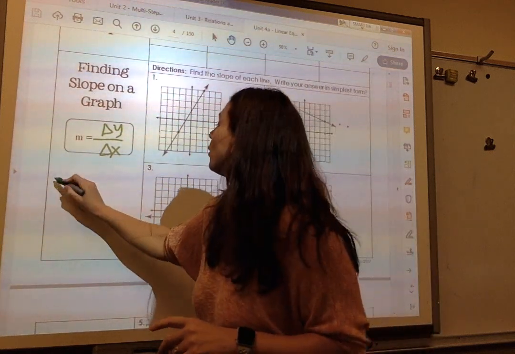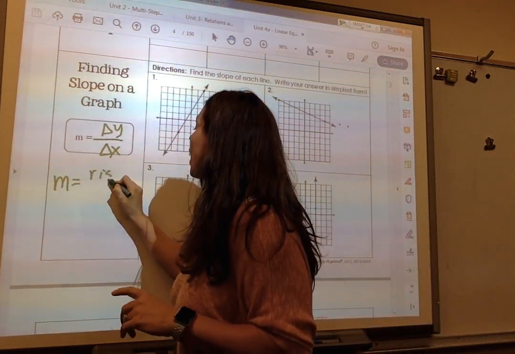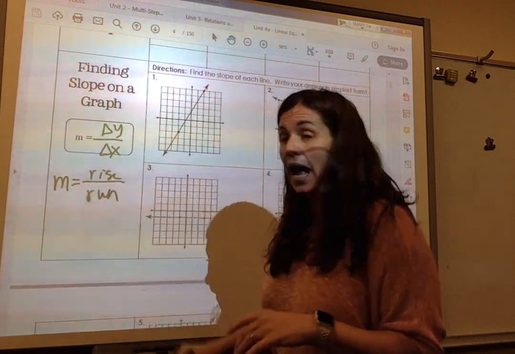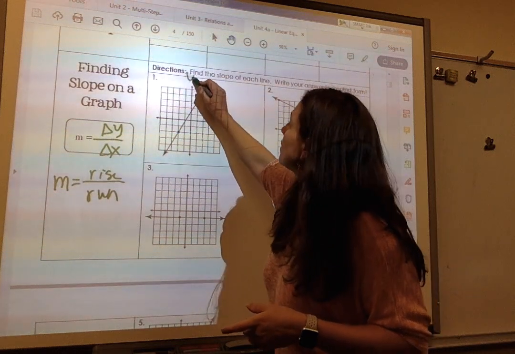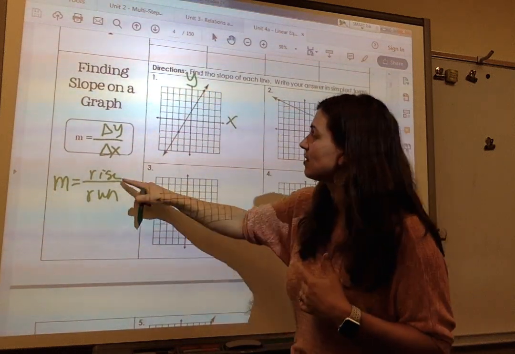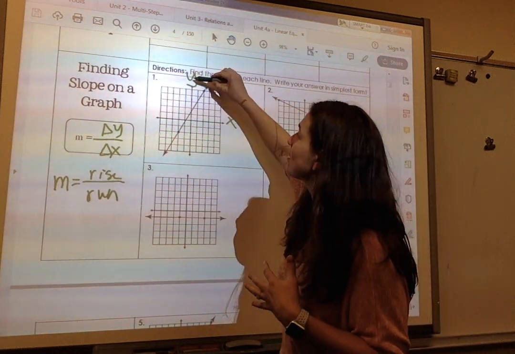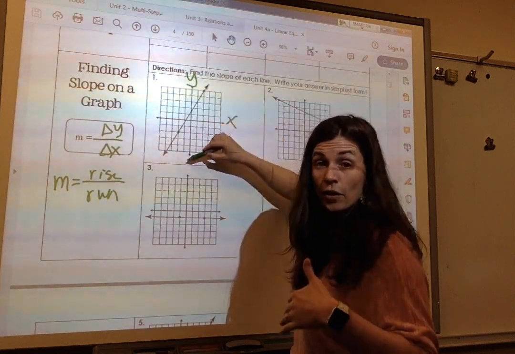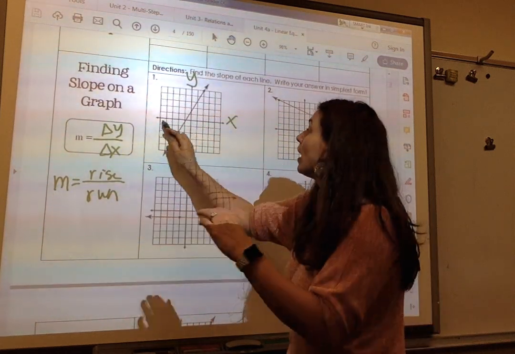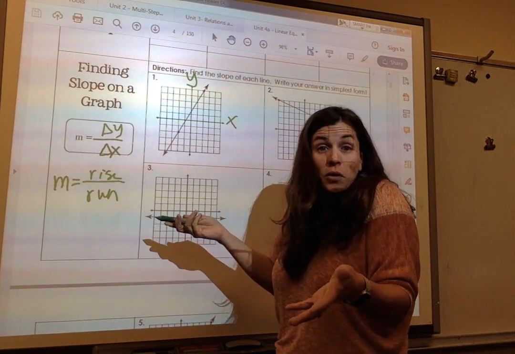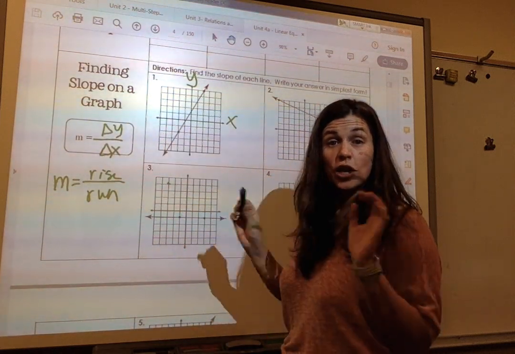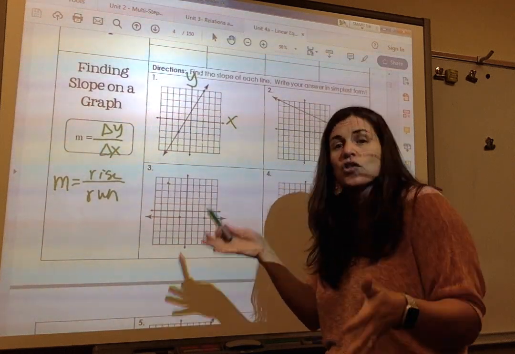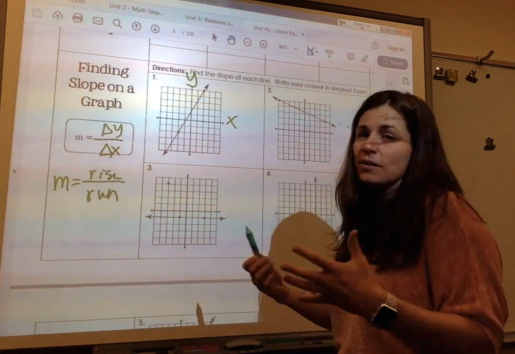A lot of times you'll hear people say it compares rise to run. And that's true because which axis do you rise on? This is my y-axis, this is my x-axis. So which axis do you rise on? You rise like an elevator up and down on the y, and you run straight across on the x. So rise over run is the same thing as change in y over change in x. It's the same comparison, just kind of different language. So it depends on what you're looking at.